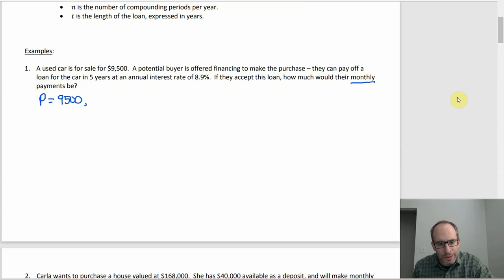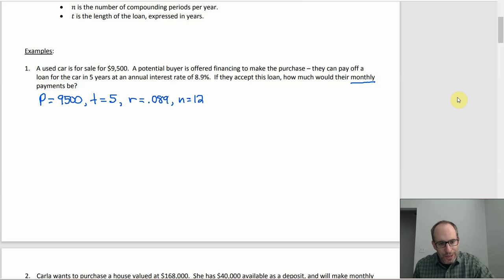Then let's see, the next thing that shows up in the wording is the T, so that's 5 years, right? That's how long it would take to pay the loan off. Annual interest rate of 8.9%. If you convert that into decimal form, it would be 0.089. And then N is 12 because it's monthly payments.